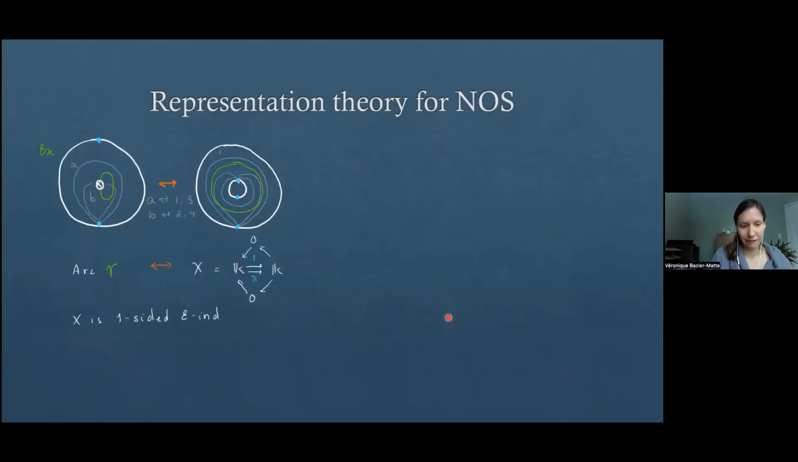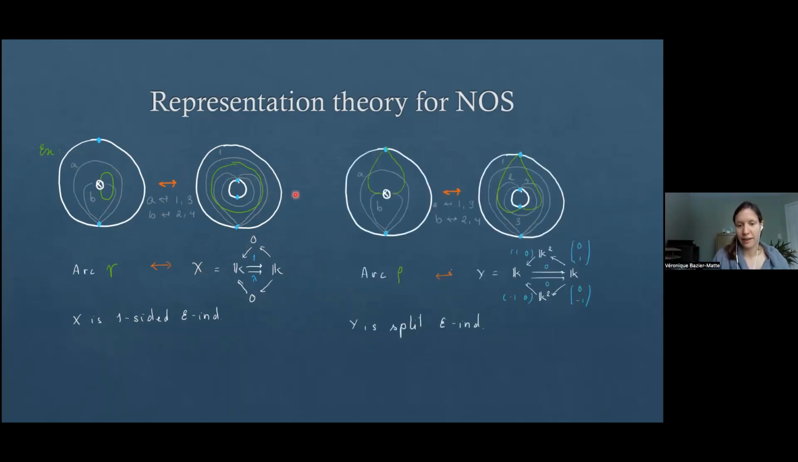So I will just finish with that example. I have the quasi-arc here. It gives me that loop in the orientable double cover that is associated with that one-sided epsilon indecomposable object. And on the other side, I have that arc here that is associated with these two arcs that give me that object in the cluster category that is split. And yeah, that's it.